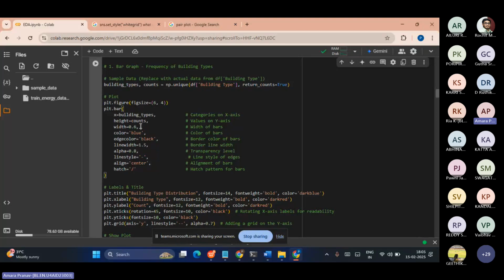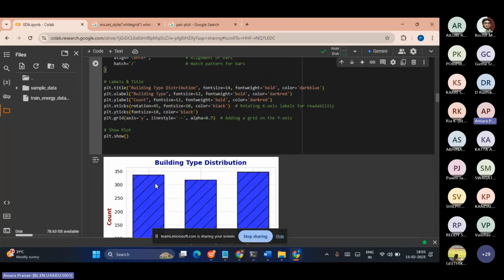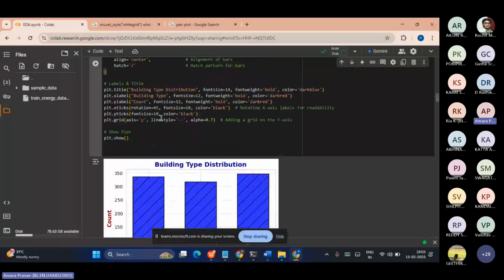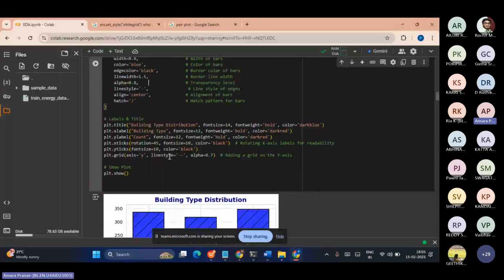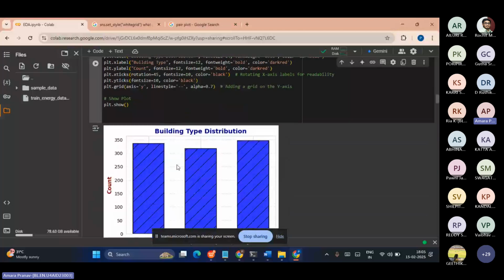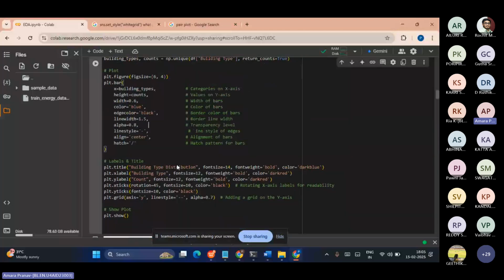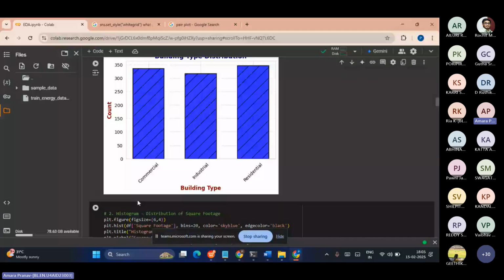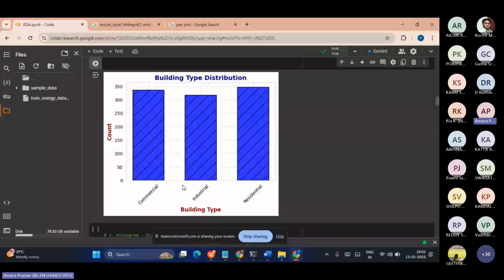And I've set the width as 0.6. That is the width between each bar. The edge color is the outline part that you can see here. Then the line width, and this is alpha, the transparency level, which you can increase and decrease and play around with. Then this is the line style. Alignment is here; as you can see, it's towards the center. You can move it. And then this is for the hatch pattern.